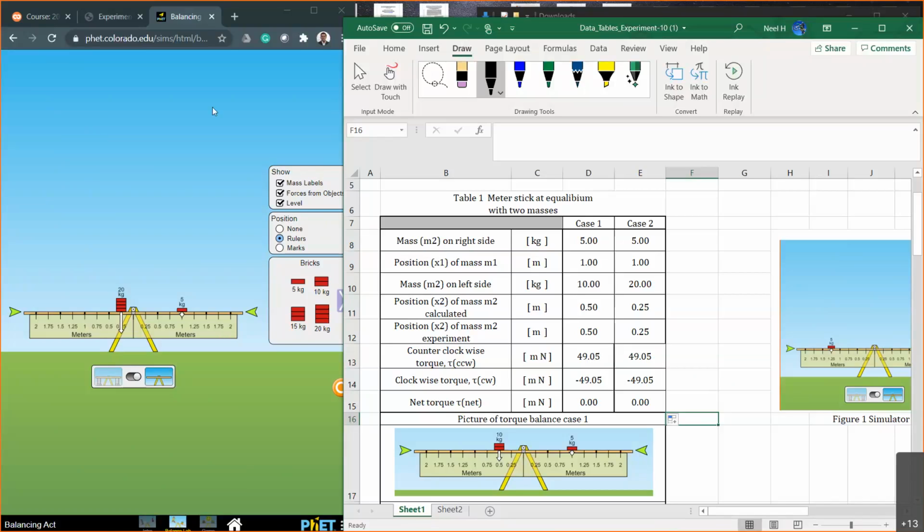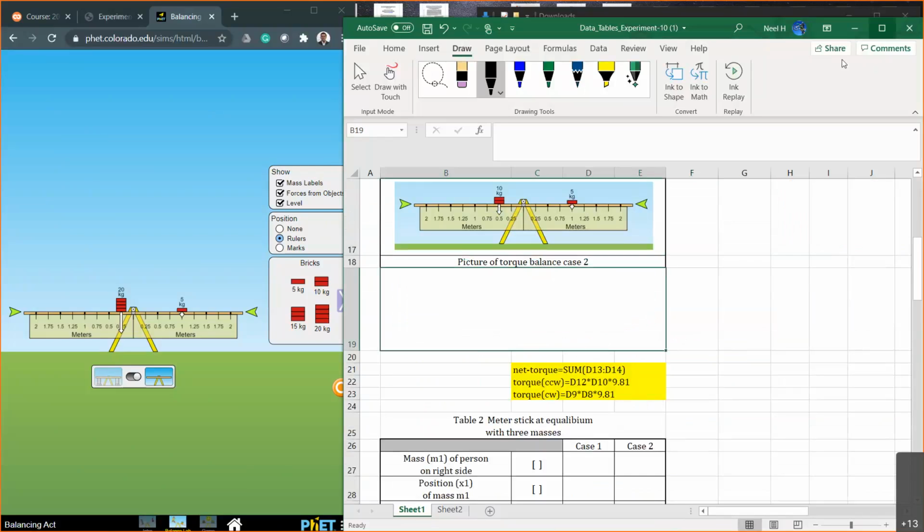Then you take the screenshot also. That screenshot must go here. Question.